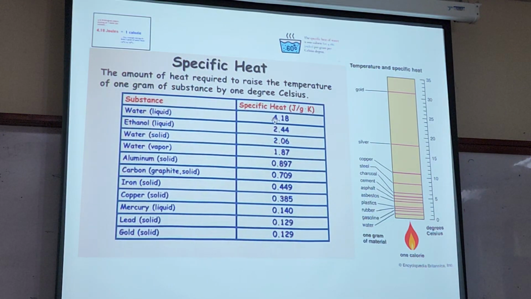To show you, it's not easy to increase the temperature of water. You need 4 joule. Look at the ethanol. That's only about 2. Water solid, that means ice. Water. How about aluminum? This is the aluminum you use to wrap your barbecue meat because it can easily absorb heat. When it can easily absorb heat, it can quickly cook your barbecue.